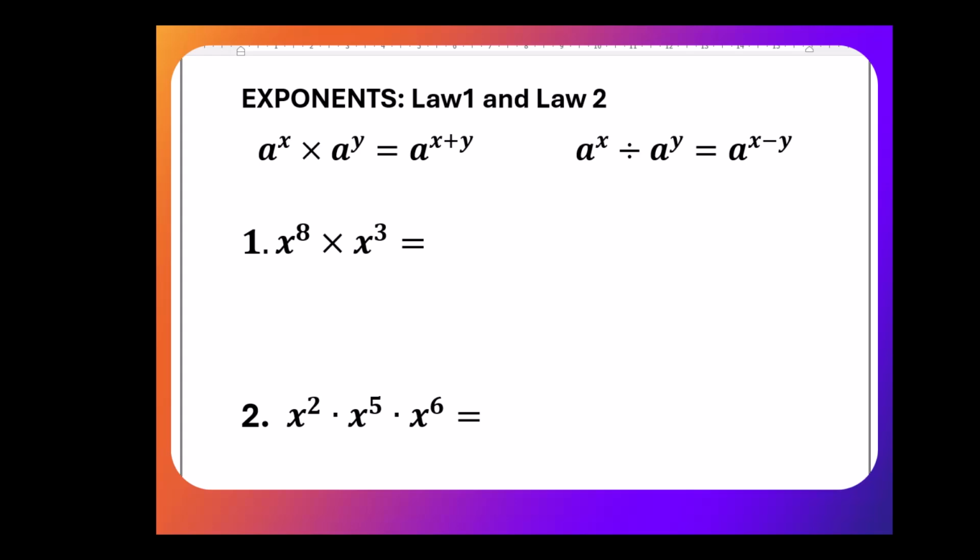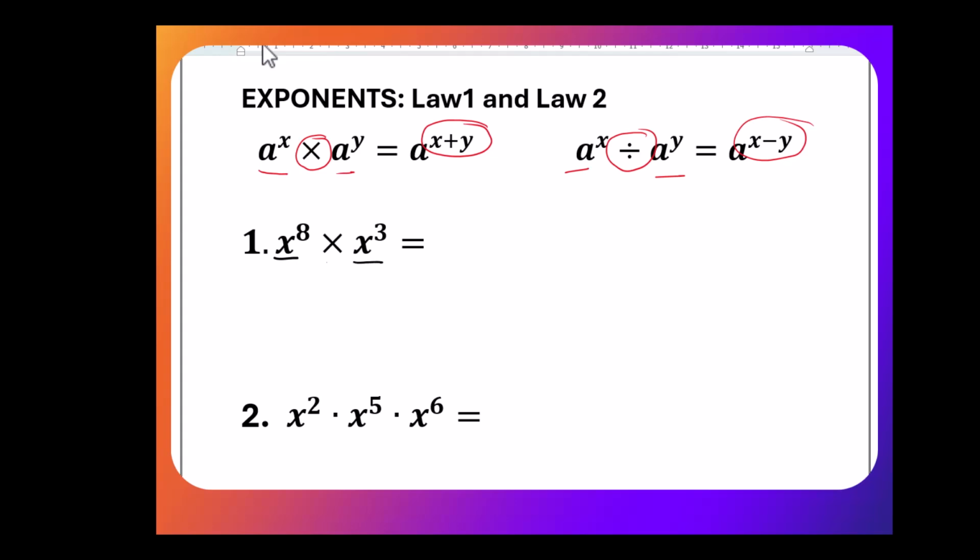Exponent law number 1 and 2. Law number 1 states that if the base is the same, you multiply, you add your exponents. Law number 2 states if the base is the same, you divide, you subtract your exponents. A few examples. x to the exponent 8 multiply x to the exponent 3.